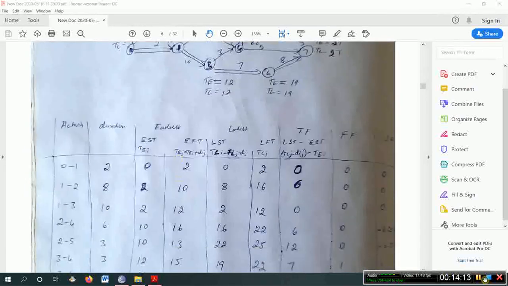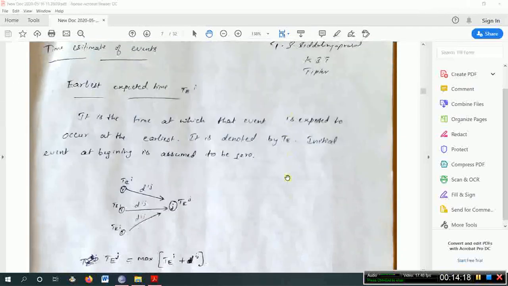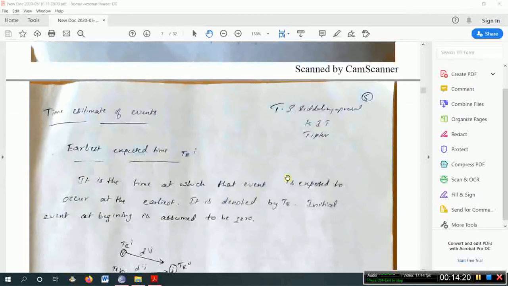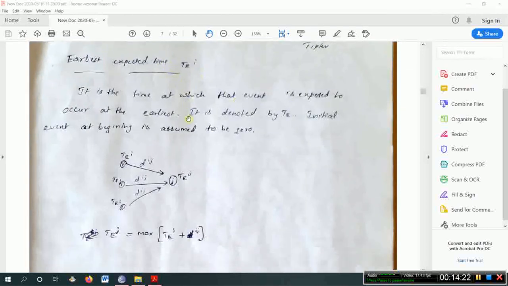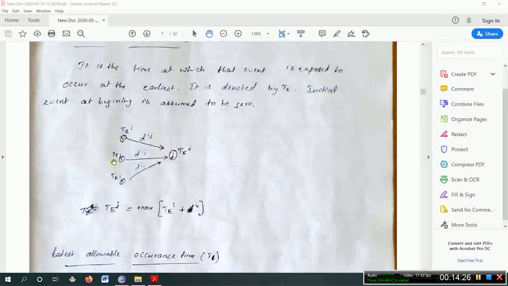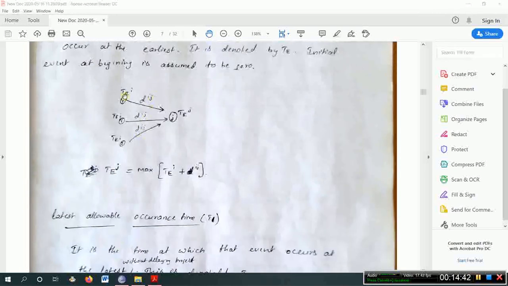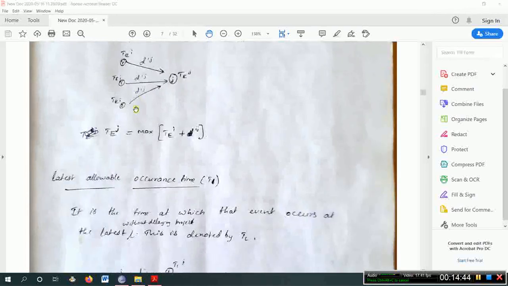And next, after this activity time, we have to consider events also. Here i to j is an activity, i is an event, j is an event. The capital letter T is the early times, and TL is the latest time.